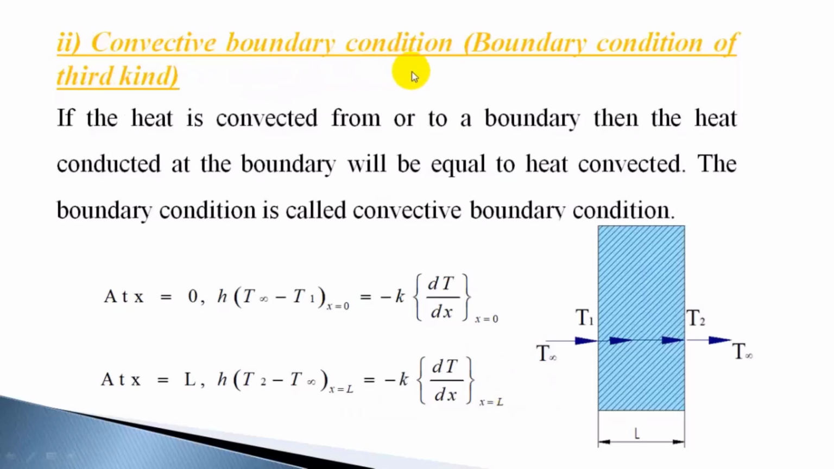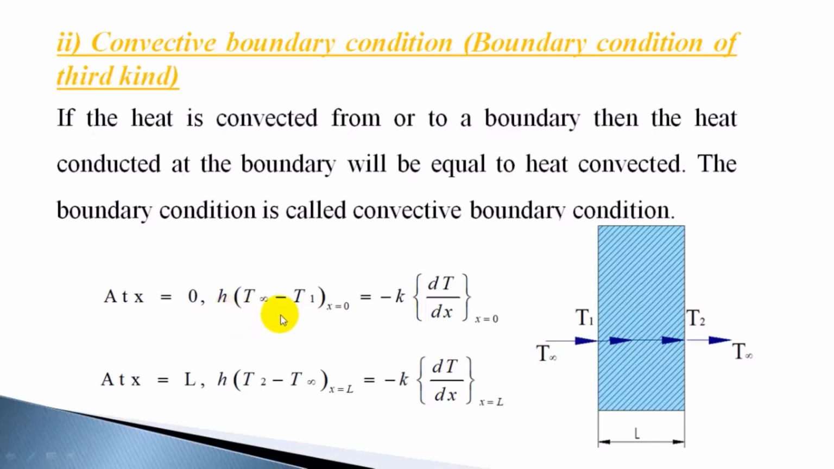Next is the convective boundary condition. In the convective boundary condition, convection at a surface is specified, that is, the convection heat transfer coefficient is specified. So h is the convection heat transfer coefficient, and when it is given, the convective heat transfer per unit area is h into the temperature difference. For area A, it is hA delta T as per Newton's law of cooling. Convection heat transfer is hA delta T.